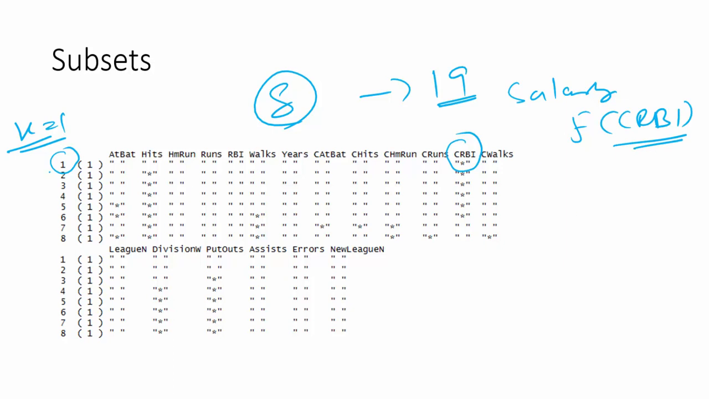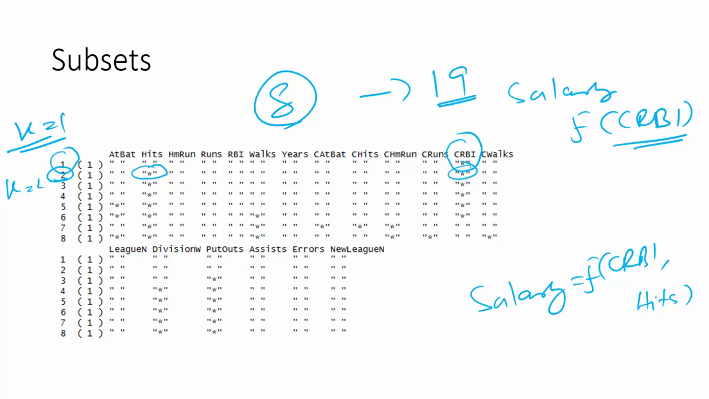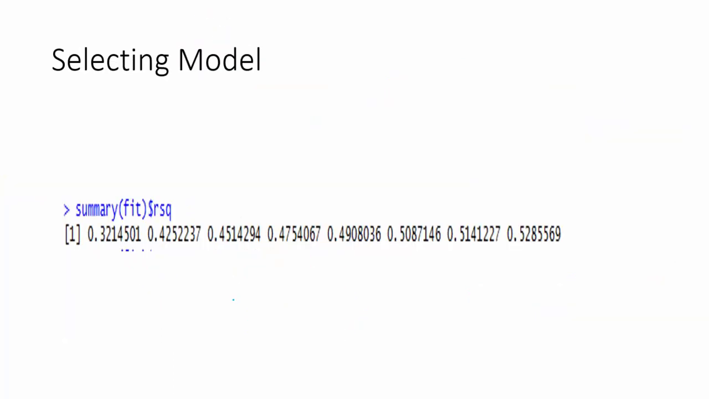Okay, when you have two variable models, you have many models, right? When k equal to 2, you can see the star over here, hits, and then CRBI. So when you have a two variable model, the best prediction is given by a function of CRBI and then hits. Okay, when you have a three variable model, you have hits, CRBI, and then putouts. What is the best one?